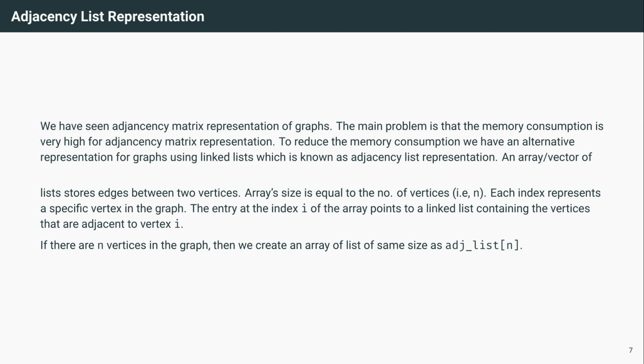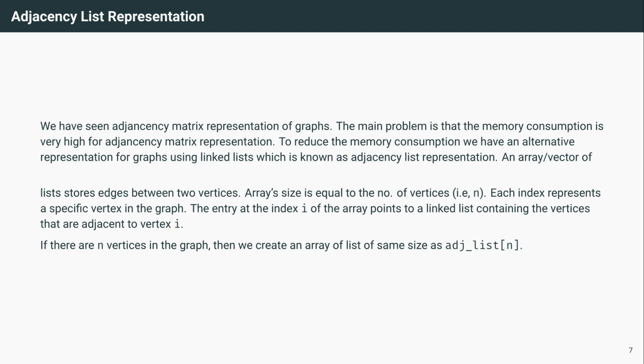The main problem with the adjacency matrix representation of a graph is the memory consumption, because we declare that our adjacency matrix will be of O(n squared), where n is the number of vertices. As you have seen, we had defined max nodes as 100, and our adjacency matrix was a two-dimensional array with each dimension equal to max nodes, that is the maximum number of vertices.